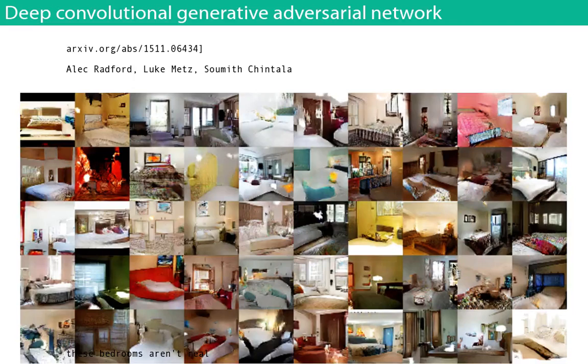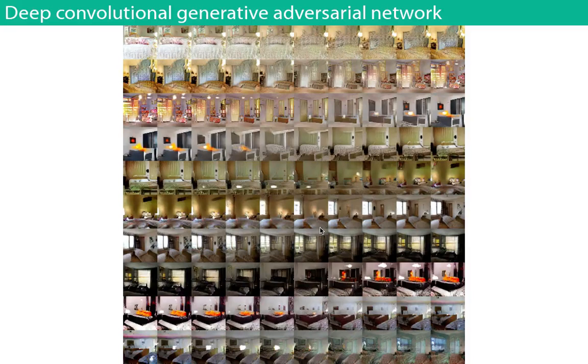Okay, so these are fake bedrooms. These images are hallucinated by a neural network trained on bedrooms, made by Alec Radford, Soumith Chintala, and Luke Metz. Soumith's at Facebook, and Alec is now at OpenAI. They used what's called a deep convolutional generative adversarial network. Yeah, that's the name of my new band. I don't have enough time to explain how it works, and I don't really understand how it works either, to be quite honest.